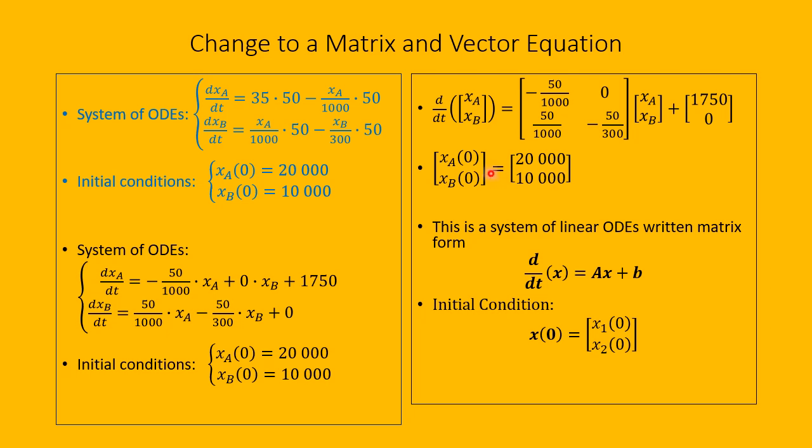The initial conditions can be written also in vector form. So what we have then, looking at this equation up here, is that the derivative with respect to t of x, x sub a, x sub b, equals A times x plus b. A being this matrix, x being this vector, b being this vector. The initial conditions we can write this way. We might want to call them x sub 1 and x sub 2 instead of x sub a and x sub b. We will see maybe both of those as we go along. A little bit of inconsistency, I guess.